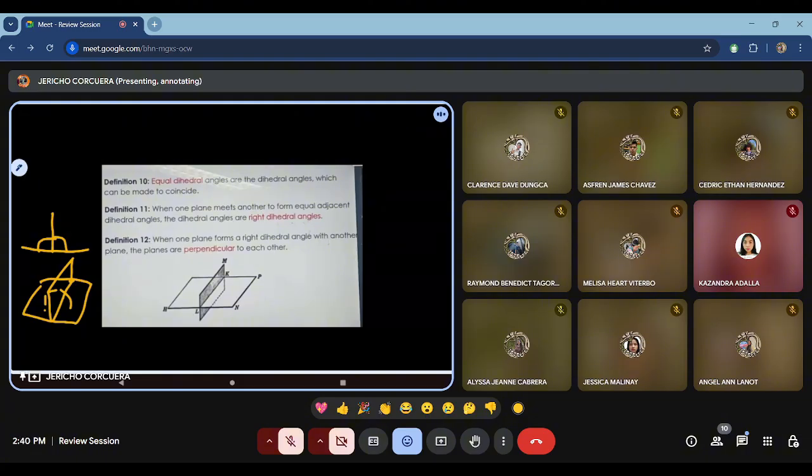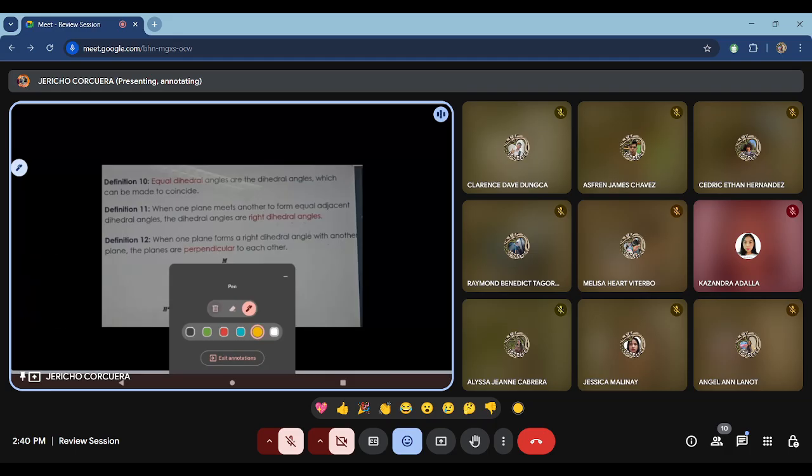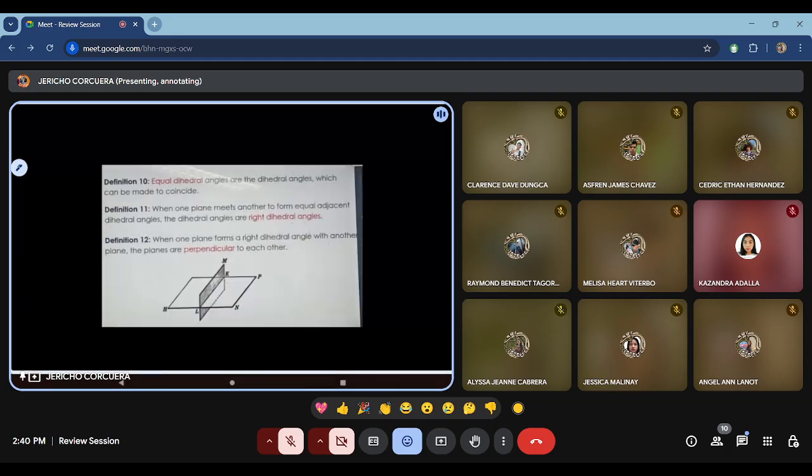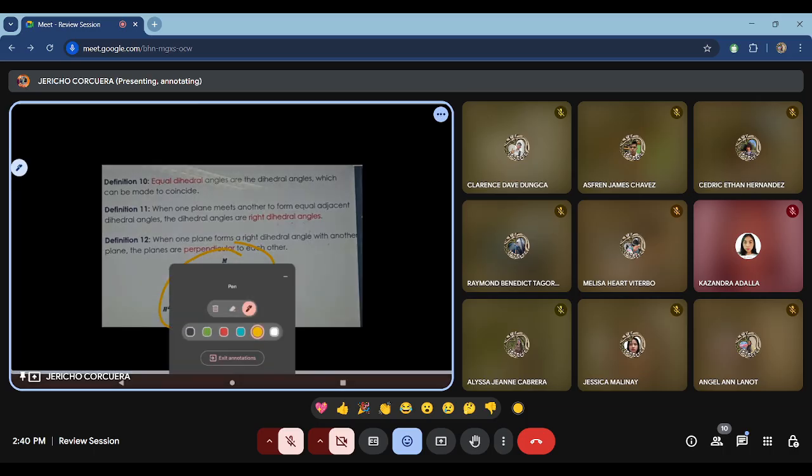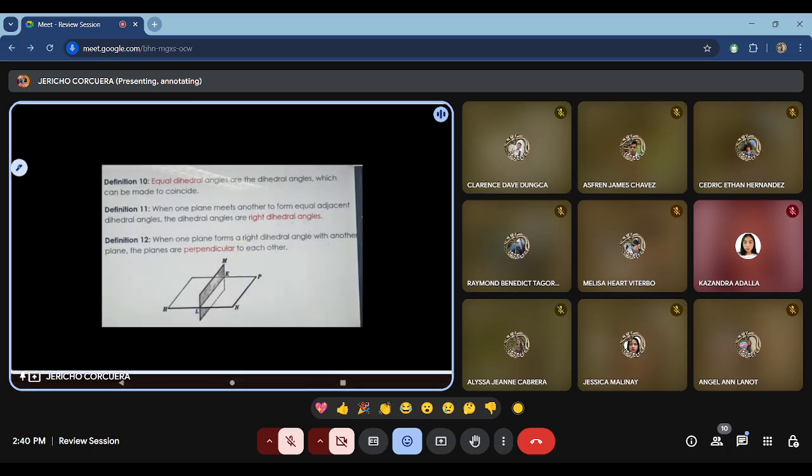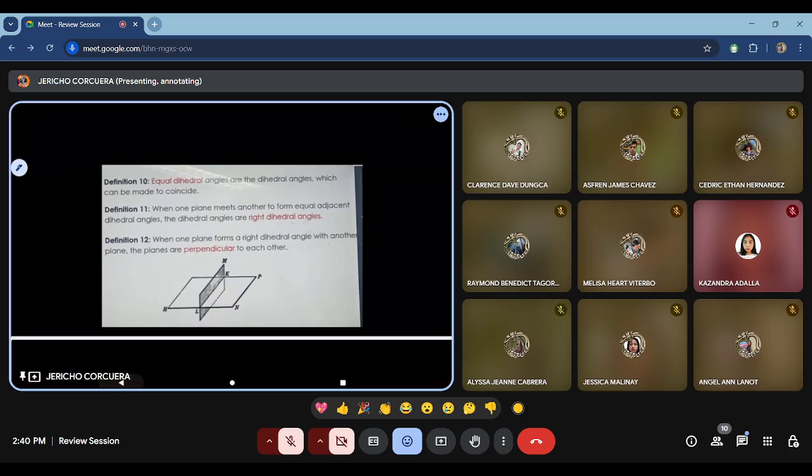They are right dihedral angles, which is 90 degrees. I'm not going to say that 91-degree right angle again. Anyway, it's 90 degrees. When one plane forms a right dihedral angle with another plane, the planes are perpendicular to each other, just like in the figure here. Plane HP and plane M are perpendicular to each other, and here we have the line of intersection LK. Next, let's continue.